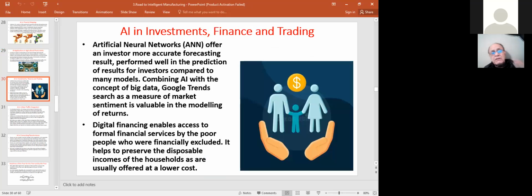Similarly, artificial neural networks can be used for trading and for financial transactions. So these smart systems that are available to us can really help us in mitigating the apparent job losses that we foresee in the coming years when we get into intelligent manufacturing.